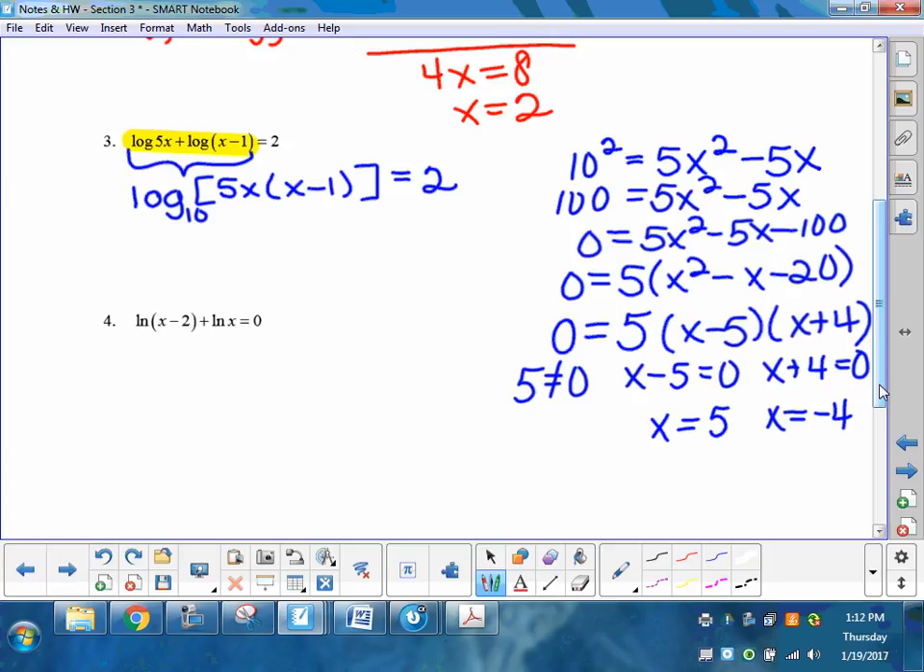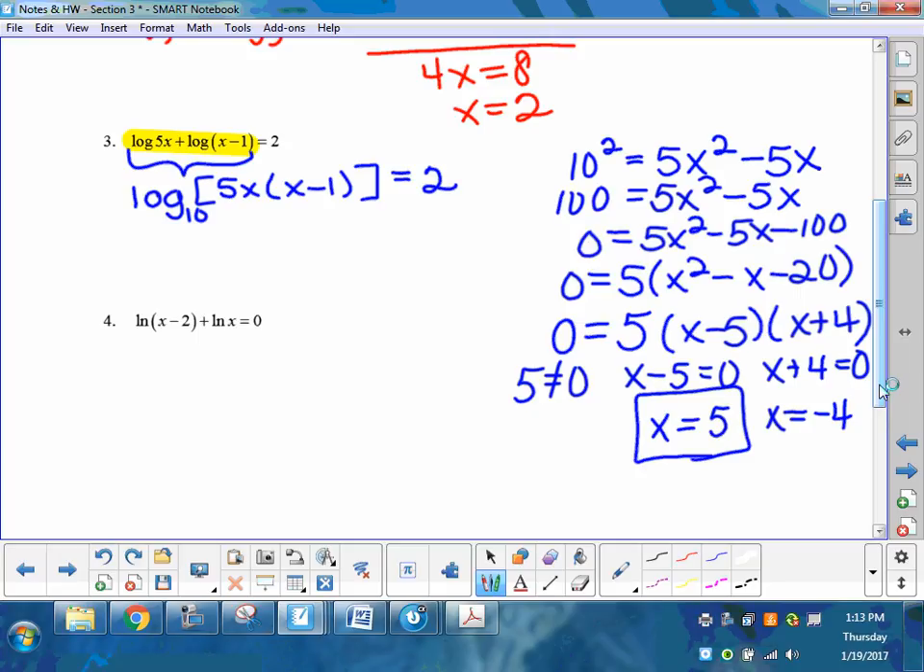The what of the log? The argument's going to be negative when you plug that in. And by the way, those of you who are really strong math students and strong algebraically, why did this answer come out? Look back at the original.